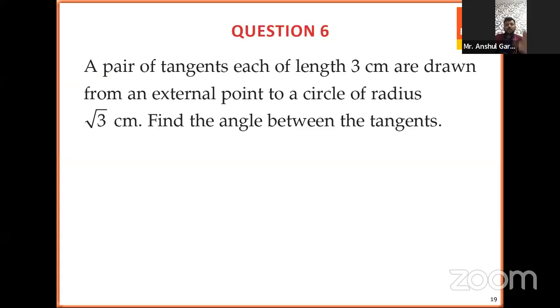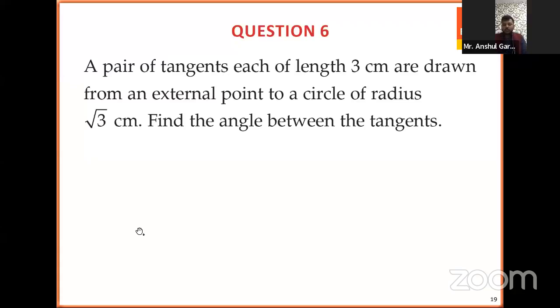Yeah, question number 6, we'll just explain it again. Question number 6 is, I think, very simple. There is a point from which 2 tangents are drawn, 3 centimeters each, to a circle whose radius is √3. We have to find the angle between the 2 tangents.